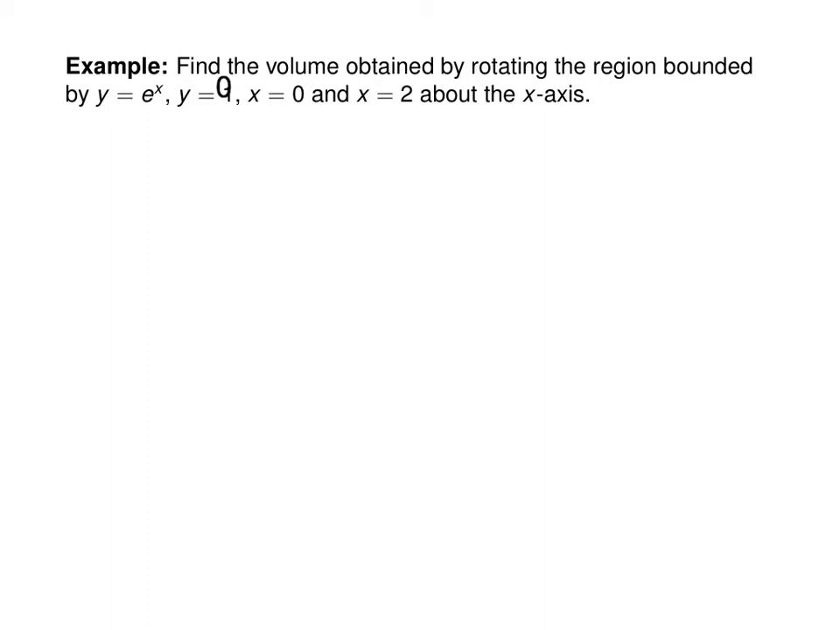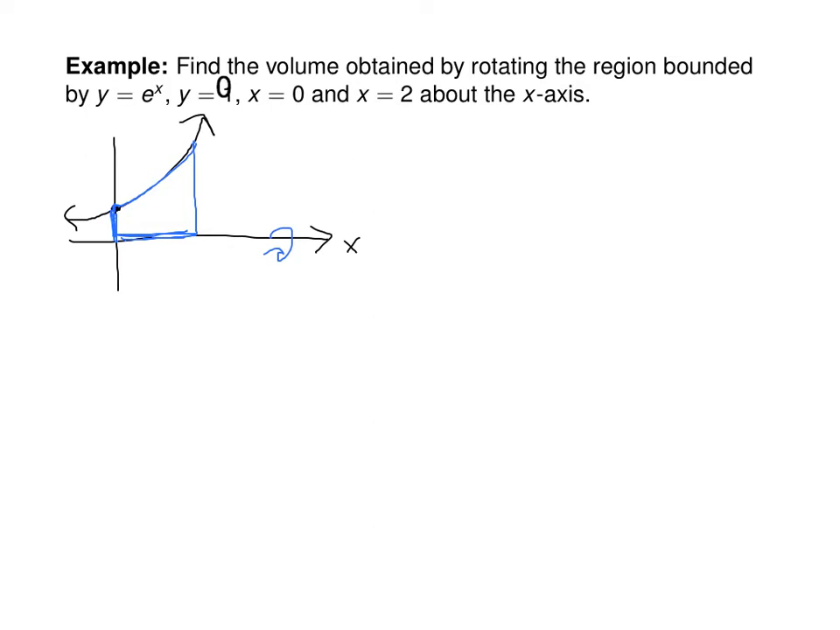Find the volume obtained by rotating the region bounded by y equals e to the x, y equals 0, x equals 0, and x equals 2 about the x-axis. So y equals e to the x goes through the point (0, 1), and that's exponential growth, something like this. y equals 0 is the x-axis, x equals 0 is the y-axis, x equals 2 is over here, and that is the region we're rotating about the x-axis.